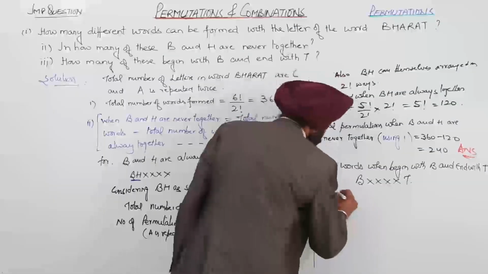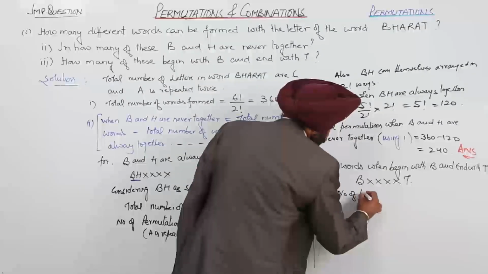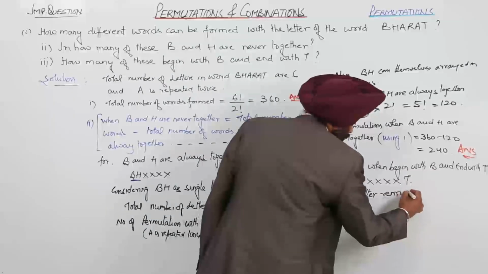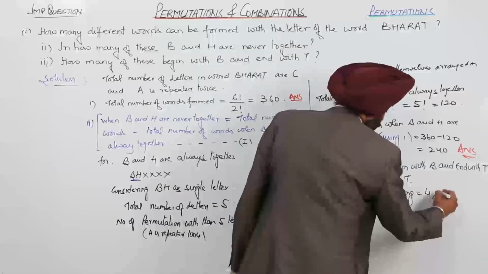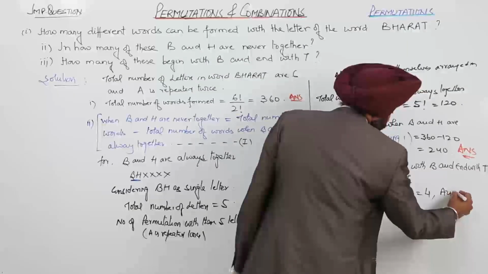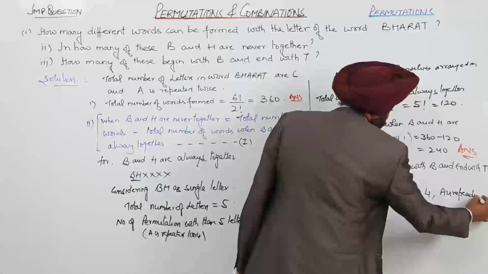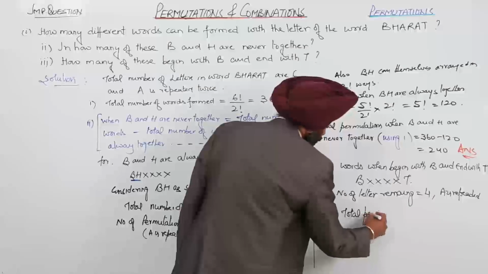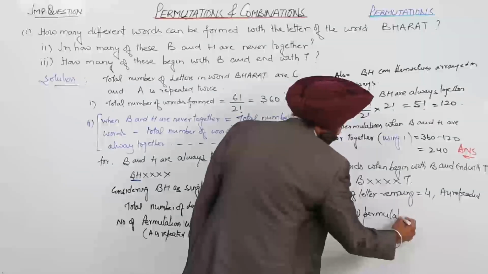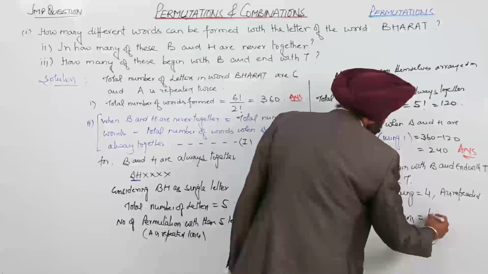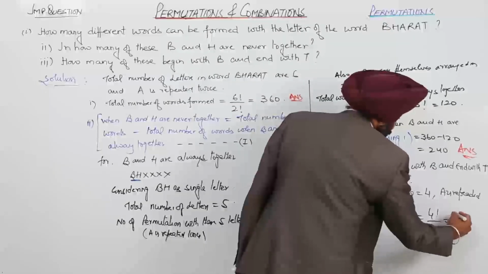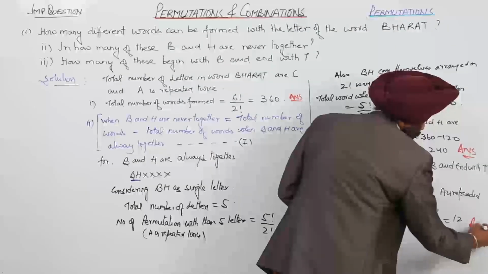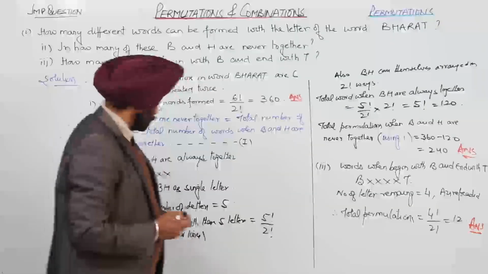Okay. So the number of letters remaining is equal to 4 and A is repeated. Therefore total permutations is equal to 4 factorial upon 2 factorial. On solving we are getting 12 as the answer. So this is all about the question in a very systematic way.